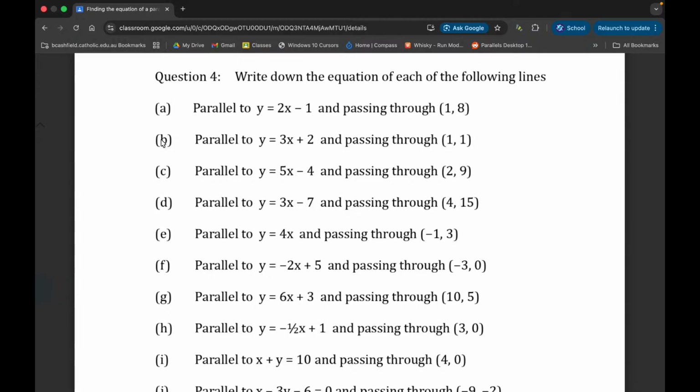So, question A. Let's just start. y equals 2x minus 1. Passes through (1, 8). We know our gradient is already 2x. Then what we've got to do is find the y. We already know that's the x. So we do 8 equals... Oh, we've got plus c. 8 equals 2x plus c.